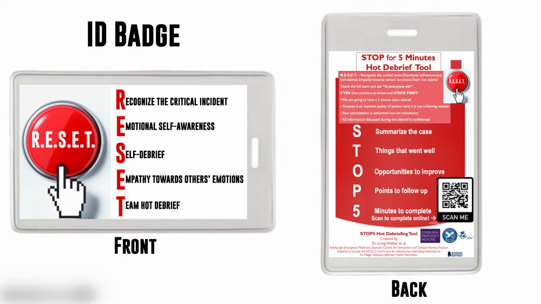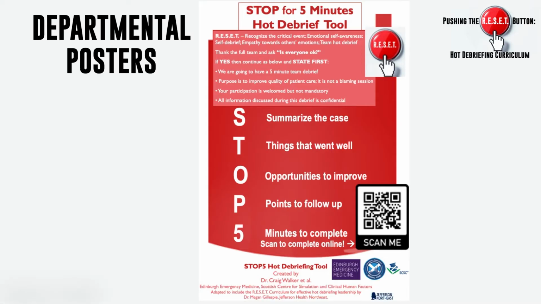This is an example of ID badges that were created to help residents and staff remember what the R.E.S.E.T mnemonic stands for, as well as have immediate access to the STOP5 Hot Debriefing Tool. Again, here's the same Stop for 5 minutes hot debrief tool that was utilized for departmental posters. As you can see, a QR code was embedded on this poster so that staff could easily access the prompts and record them in a space where administration could review to see if any actions had to be taken.